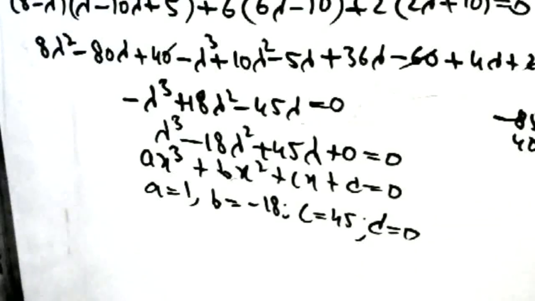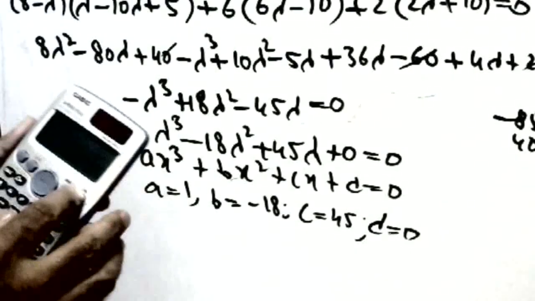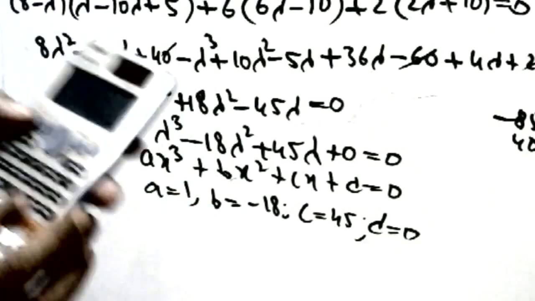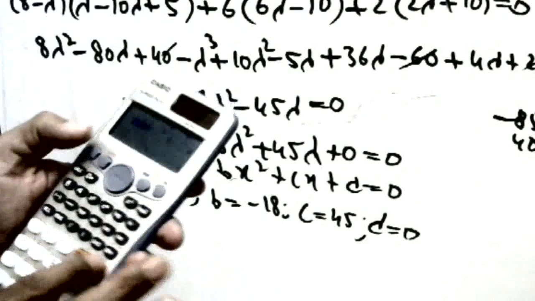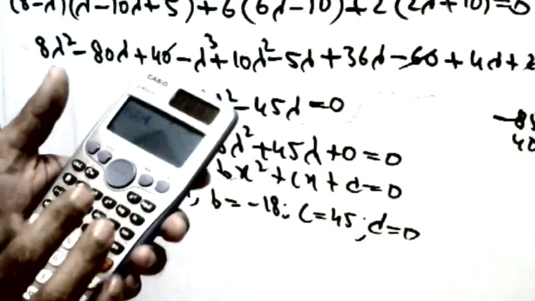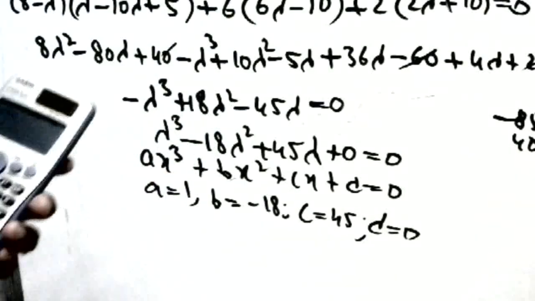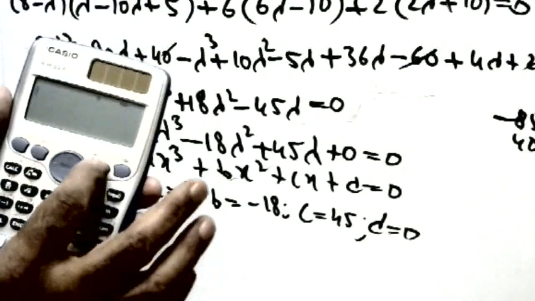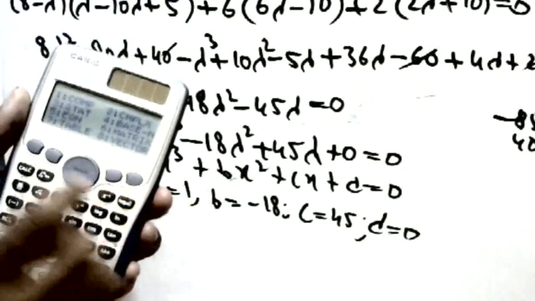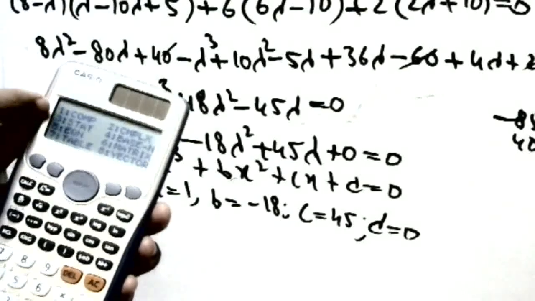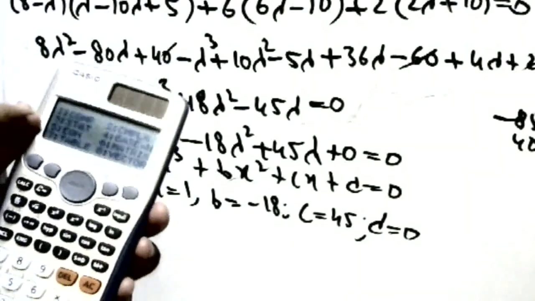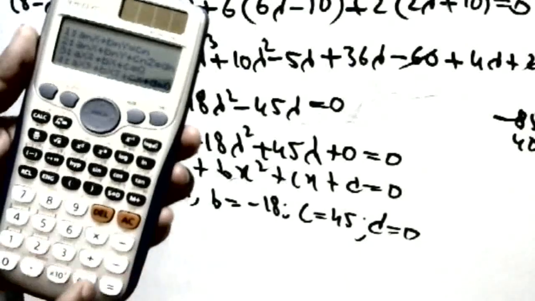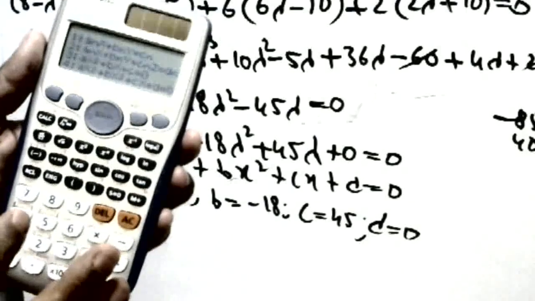Now, it's my request to see how to use the calculator. You ask one of your elders, your seniors. I'm just showing you in short. You see here how to start. First, you have to take the mode. If you take the mode, the fifth one is equations. We require equations, so you press the fifth button. So we'll get the equations here.